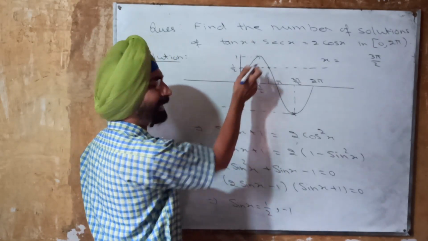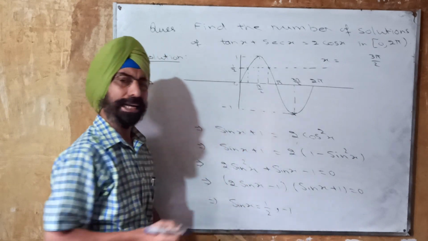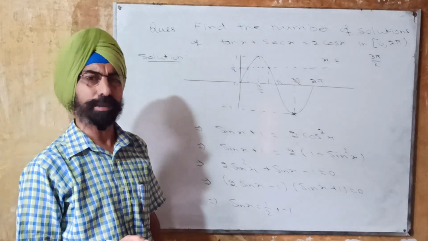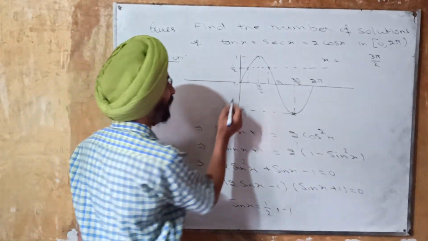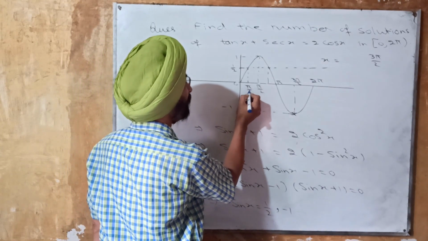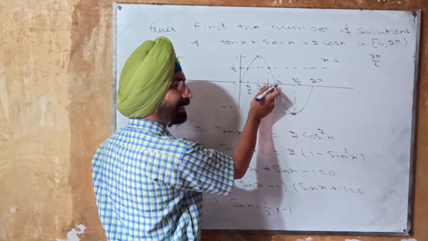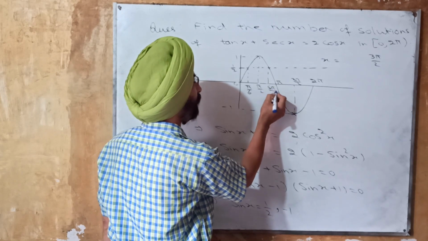where the value of sin x is 1 by 2, we know that the value of sin x is equal to 1 by 2 in the first quadrant is at 30 degree, that means pi by 6, and then again in the second quadrant at 5 pi by 6.